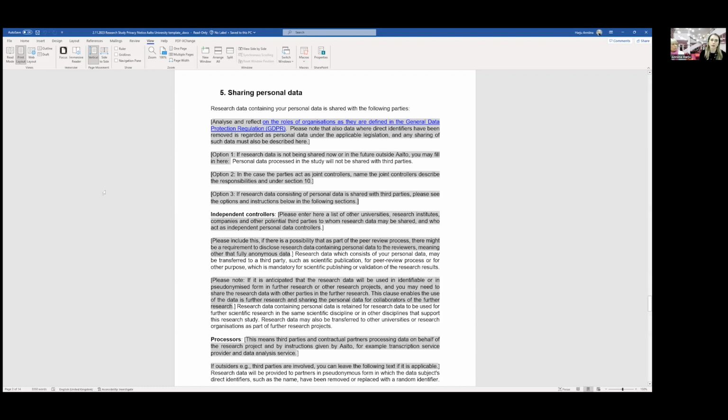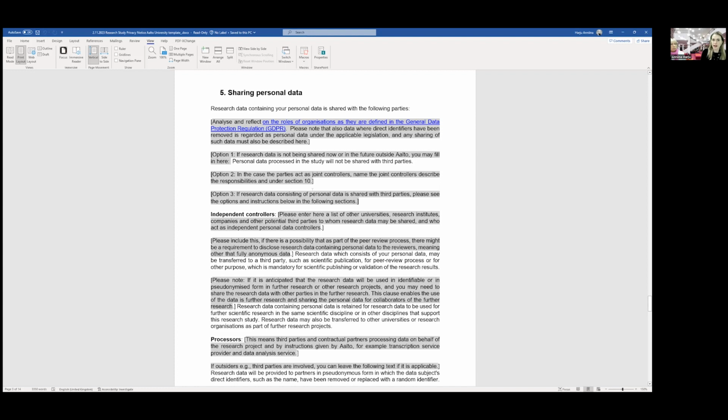Okay, so let's start with the first section. Option 1 is the easiest one: personal data processed in this study will not be shared with third parties. This applies in cases where only Aalto's personnel will process the data, so basically only researchers employed by Aalto will have access to the data. Then you just choose option 1.